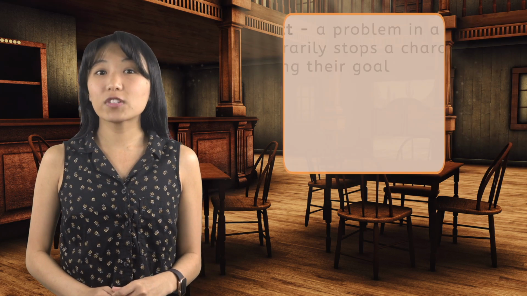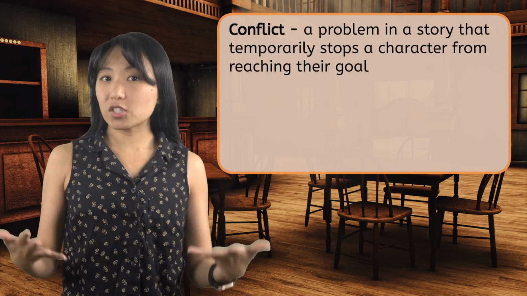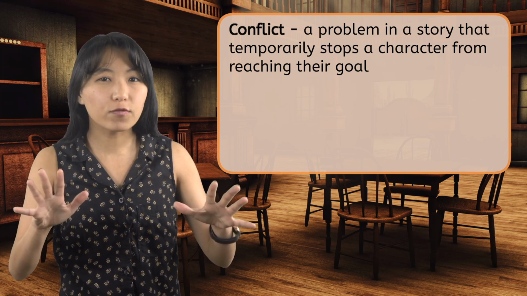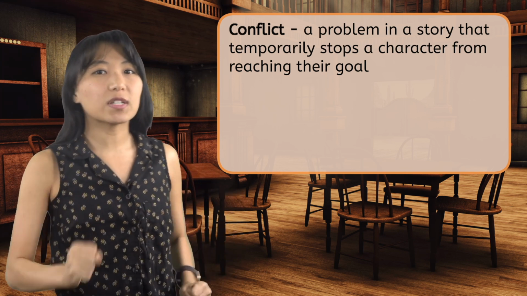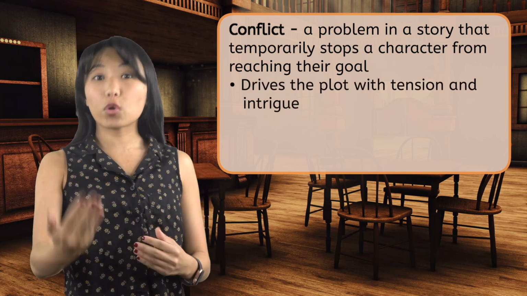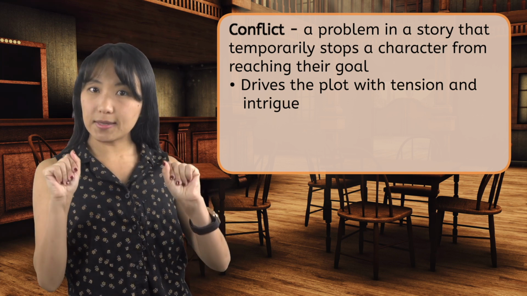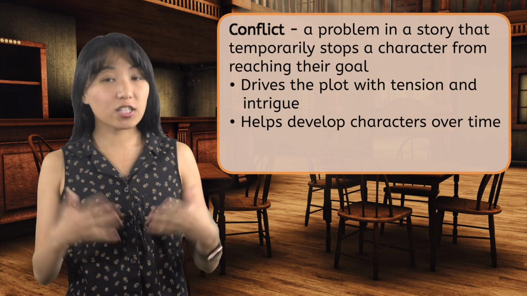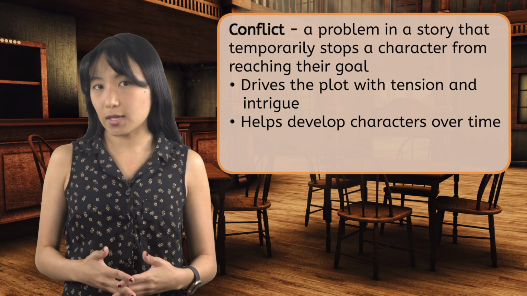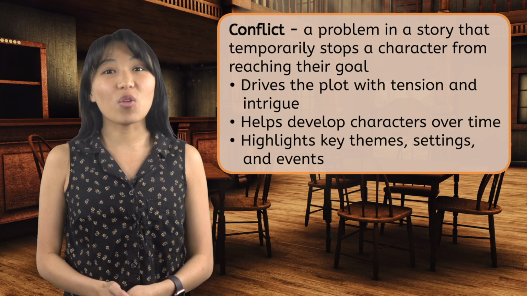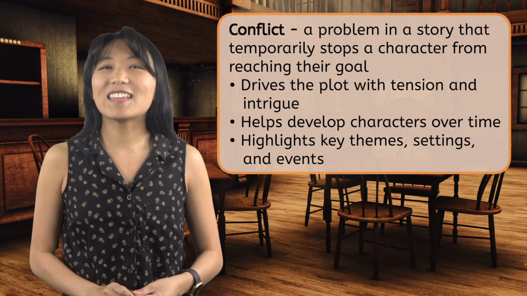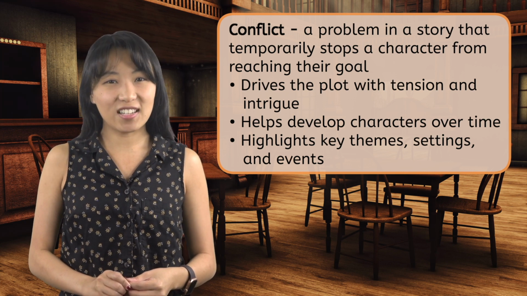In stories, conflict is a problem that temporarily stops a character from reaching their goal. This creates 2 opposing forces dueling against one another, which drives the plot forward with tension and intrigue. Conflict helps to develop characters by showing how they react under pressure and change over time. Conflict also often highlights important themes, unique settings, and key events the author wants to emphasize.